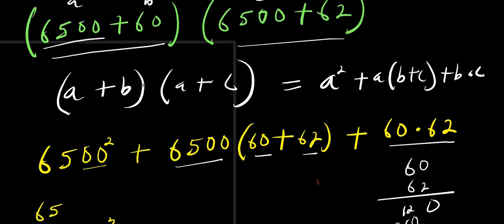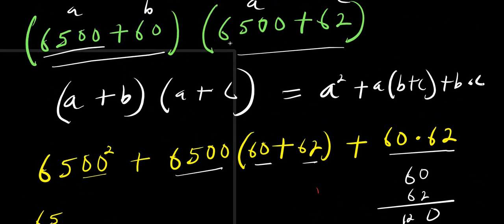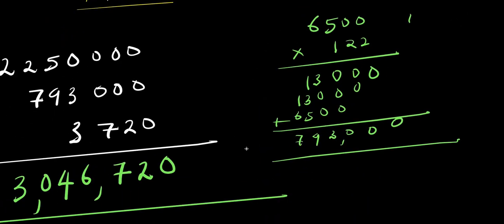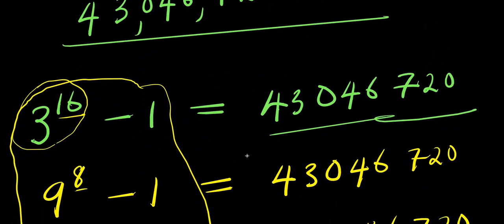Then you break it down into 2 parts, 65 plus 60 times 65 plus 62. Then you add, subtract, multiply some terms. At the end, you're going to arrive at the answer.